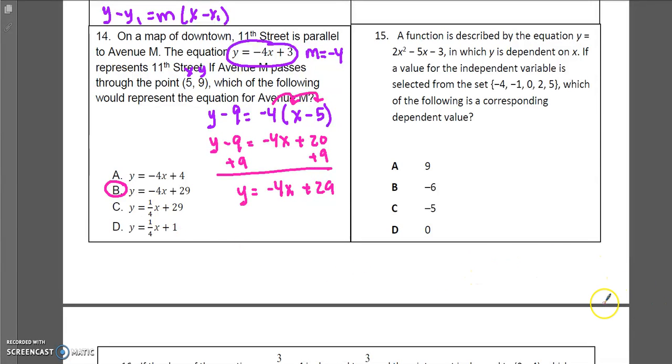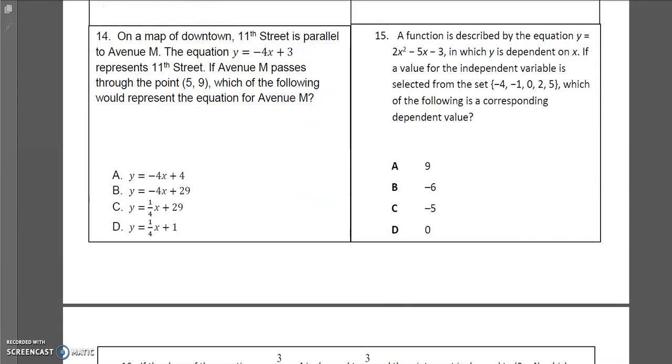Okay, 16 says a function is described by the equation y equals 2x squared minus 5x minus 3, in which y is dependent on x. If a value for the independent variable is selected from the set negative 4, negative 1, 0, 2, and 5, which of the following is a corresponding dependent value? Okay, so again, we can put this in our calculators. Let me clear all that other stuff off. Let me get the calculator up, and we're going to type in that equation in the calculator.